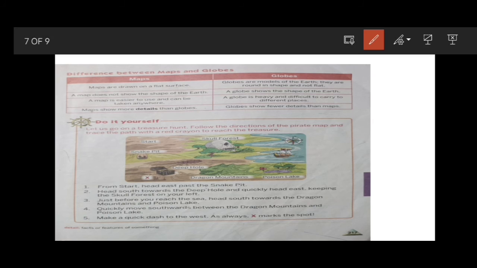Next, difference between maps and globes. Now we will discuss the difference between maps and globes. Maps are drawn on a flat surface. Globes are models of the earth. They are round in shape and not flat.